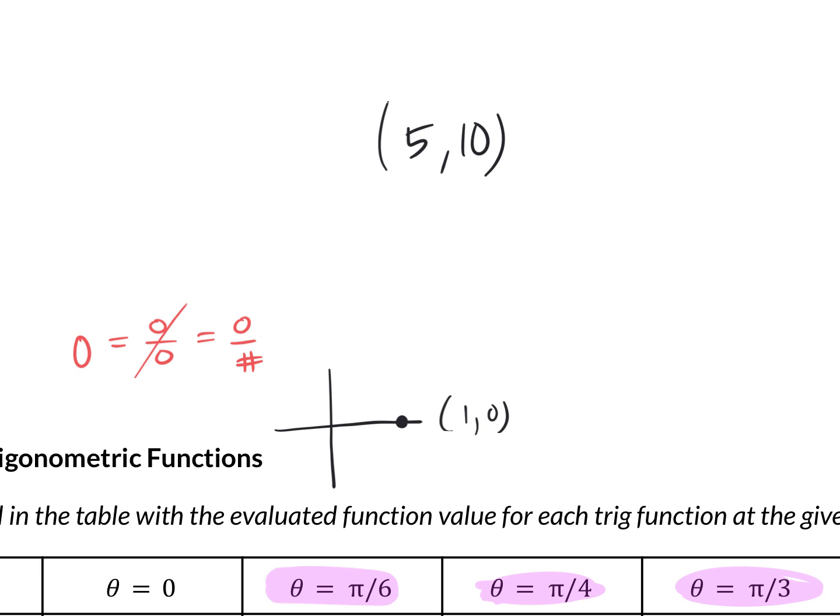Okay, so my y value would be my sine. So if I said sine of this point, you would say 10. If I said cosine of this point, you would say 5. If I said tangent of this point, you would say 2. 10 divided by 5, right? Okay, so that's the second page of the homework. It should not take you a whole ton of time.